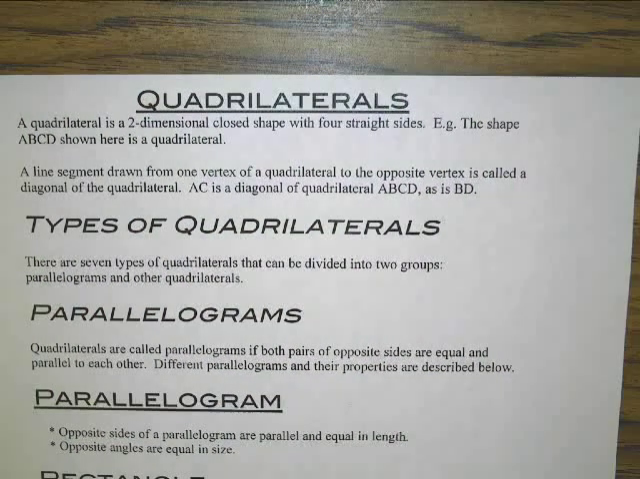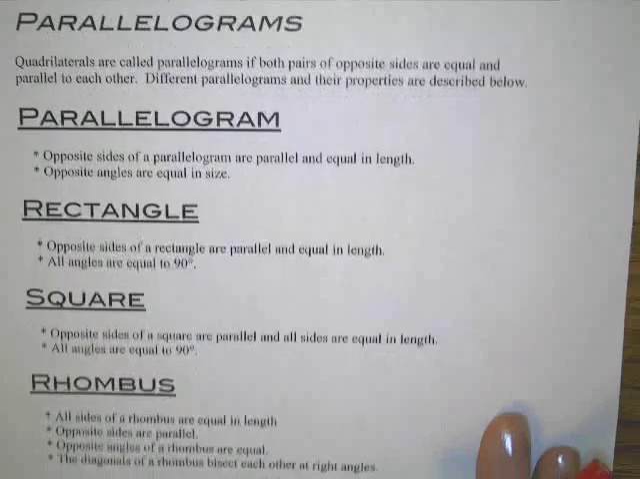All right, a quadrilateral is a two-dimensional closed shape with four straight sides. So anything that has four sides to it is considered a quadrilateral. A line segment drawn from one vertex of a quadrilateral to the opposite vertex is called a diagonal of the quadrilateral. You don't really need to know that, but just as an FYI. There are 7 types of quadrilaterals, and we're only going to cover 4 of them. They can be broken into parallelograms and other quadrilaterals. We're going to focus on only parallelograms today.